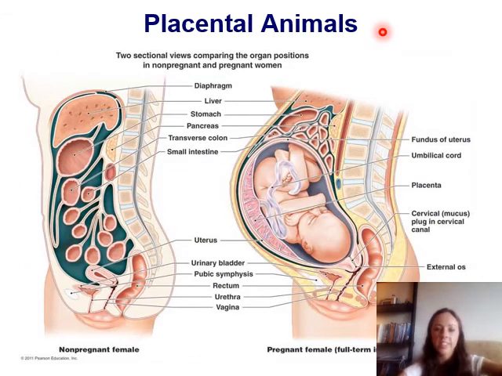So the placenta in mammals replaces the chorion, the allantois, and the yolk sac within eggs, because it provides the baby with nutrients, oxygen, and waste removal. The placenta attaches just inside the uterus, right here, and the umbilical cord arises from it and then goes into the baby. The amniotic sac surrounds the fetus and provides a safe environment for the baby to develop.